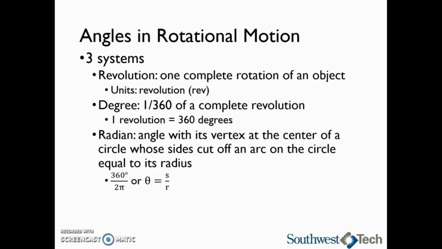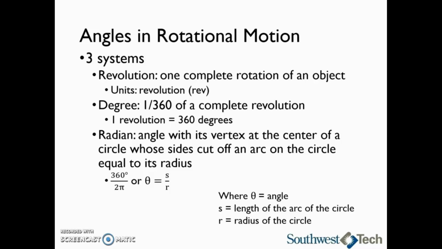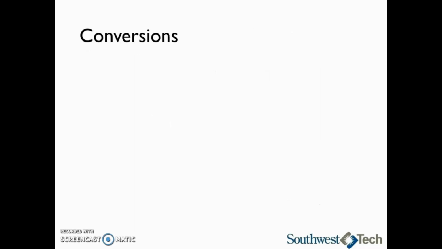1 radian is equal to 360 degrees divided by 2 times pi, or we can say that theta equals s divided by r, where theta is the angle measured in radians, s is the length of the arc of the circle, and r is the radius of the circle. Radians are a dimensionless unit, and we can see this in the equation for the angle. If we take a length divided by a length, the units cancel and we are left with no unit. So technically, radians don't have a unit, and we can't use the term radian to mean a unit.